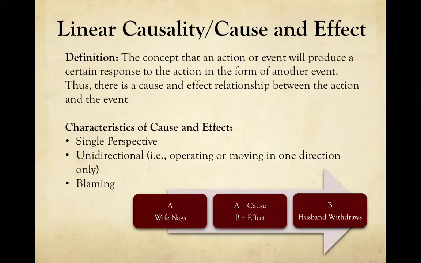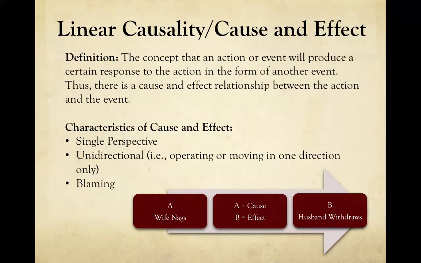Another really important concept within first-order cybernetics is that of linear causality, or cause and effect, versus circular causality, or recursion, right? And you read about this in your Becvar and Becvar text this week. So let's expand on it a little bit. First, let's talk about linear causality or cause and effect. This is the concept that an action or event will produce a certain response to the action in the form of another event. Thus, there is a cause and effect relationship between the action and the event, right?